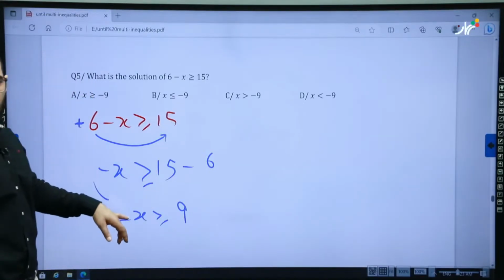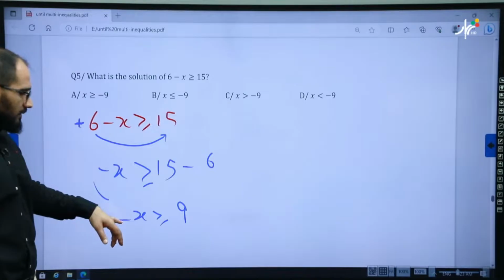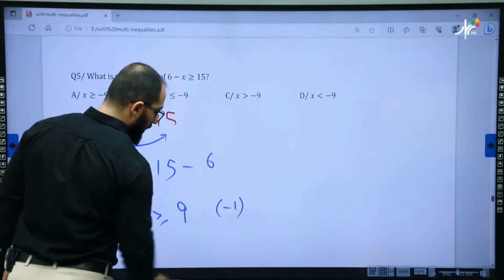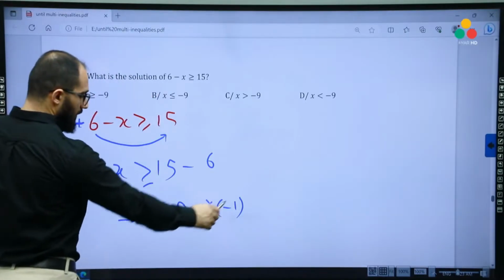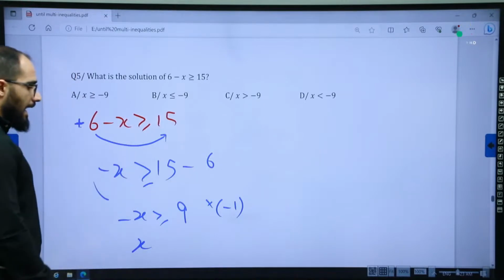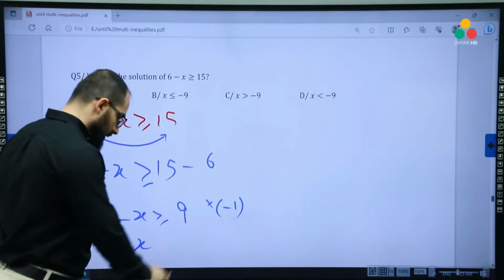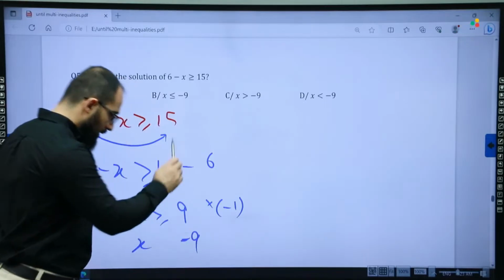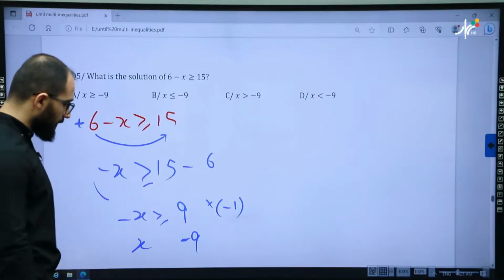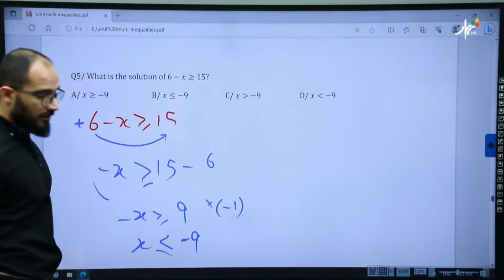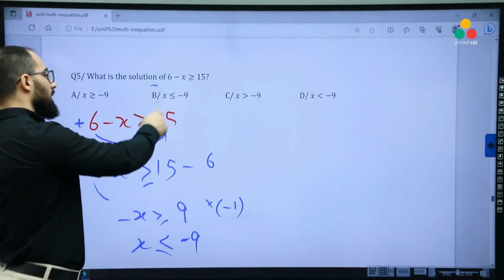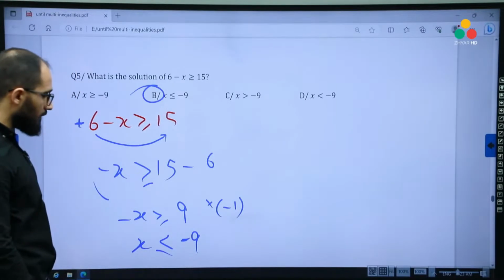But x is not alone. So how can we get rid of negative x here? Multiply both sides by negative 1. So negative x multiplied by negative 1 is going to be positive x, because negative times negative is positive. And 9 times negative 1 is negative 9. And finally, the important step is to reverse the sign, because we have multiplied by a negative number. So the correct answer is B, x less than or equal to negative 9.